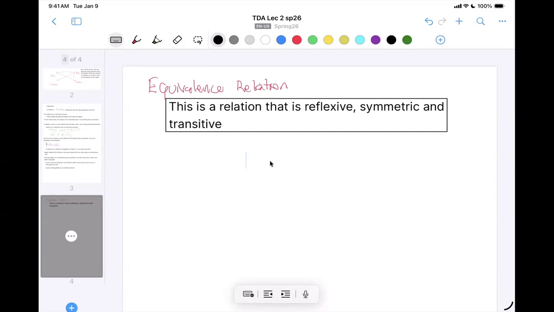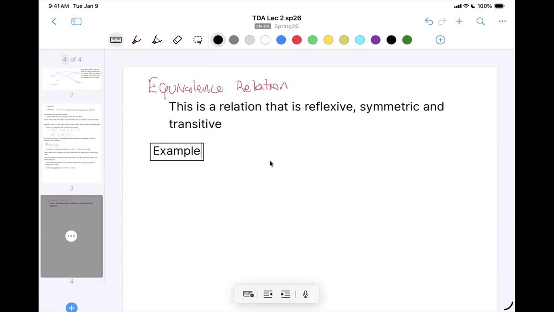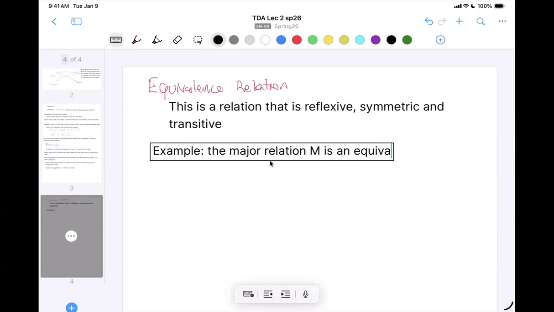Now let me start with the case of the major relation. We were saying that students are related if they have the same major. That is definitely going to be an equivalence relation. It was reflexive, you have the same major as yourself. We talked about symmetric and transitive. So here's an example: the majoring relation is an equivalence relation.